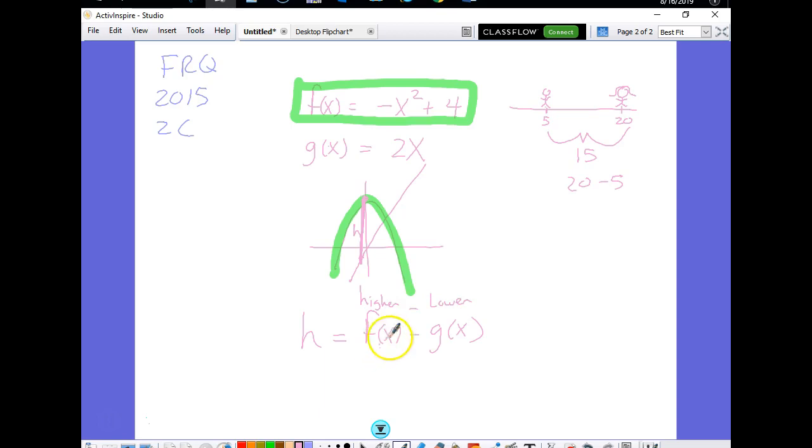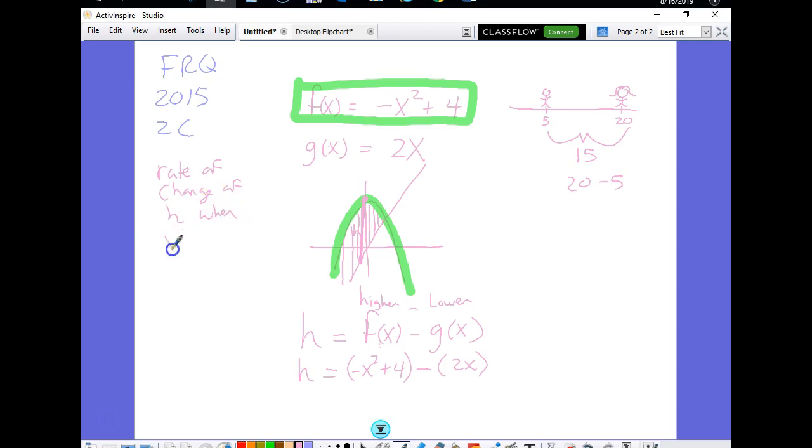So h is f of x minus g of x, which means that h is, what's f of x? Negative x squared plus 4 minus, I'll use parentheses here, 2x. And there's your function. Okay? So this is the distance between those functions. And as x goes along, that distance changes. It gets shorter and shorter and shorter until they just meet at a point and the distance between them is 0.